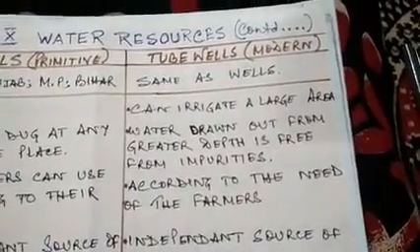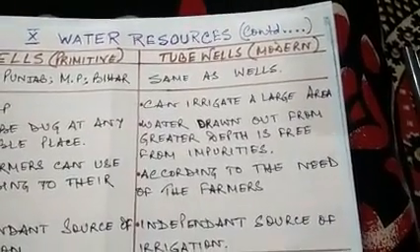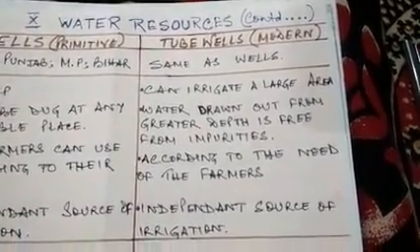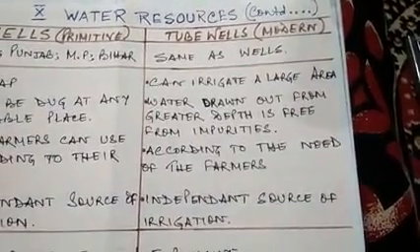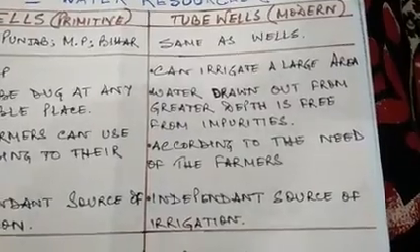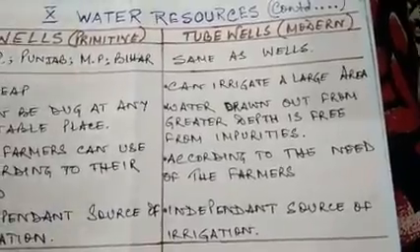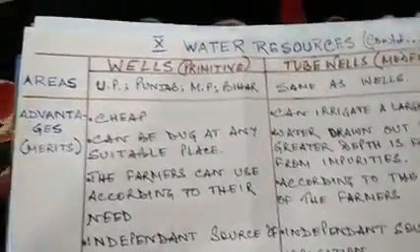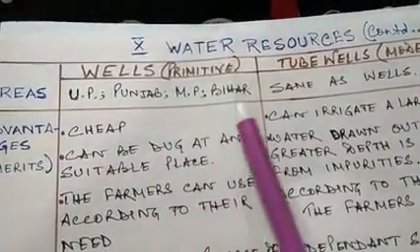The tube wells that we are talking about here require pumps, through which water is drawn out from underground, and with the help of pipes that water gets distributed to the agricultural field. So don't confuse these tube wells with the ones that we see along the roadways or in different houses. They are basically hand pumps. Now coming to wells, areas: UP, Punjab, MP, that is Madhya Pradesh, and Bihar.